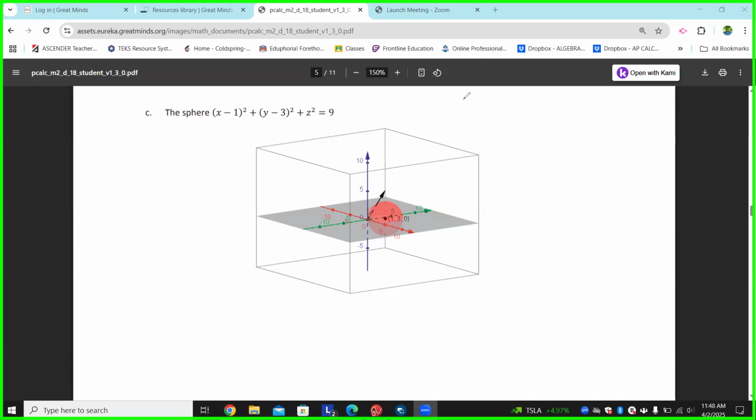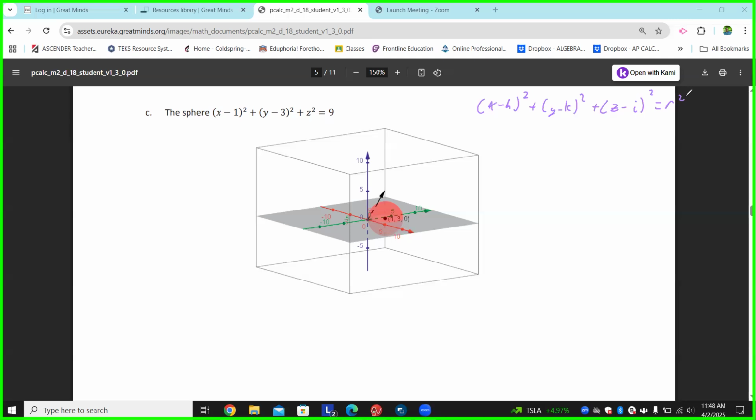Just an FYI, a sphere is a lot like a circle, but instead of just an X and a Y, there's a Z because it's three-dimensional. So it ends up being X minus H squared plus Y minus K squared plus Z minus, what letter do you want to go with? I sounds great. Minus I squared equals R squared.